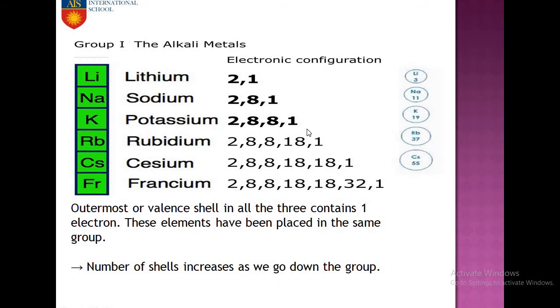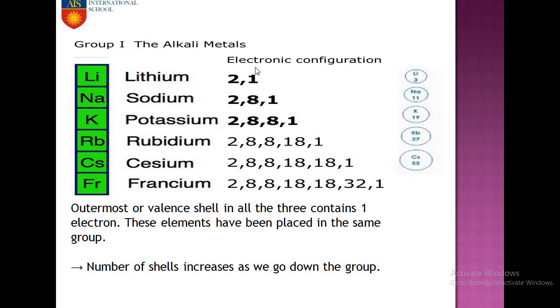What are you seeing common in this? That all the last shells contain 1 electron. All the valence shells contain 1 electron. Understood? See, all the valence shells. What do you mean by valence shell? Valence shell means the outermost shell.